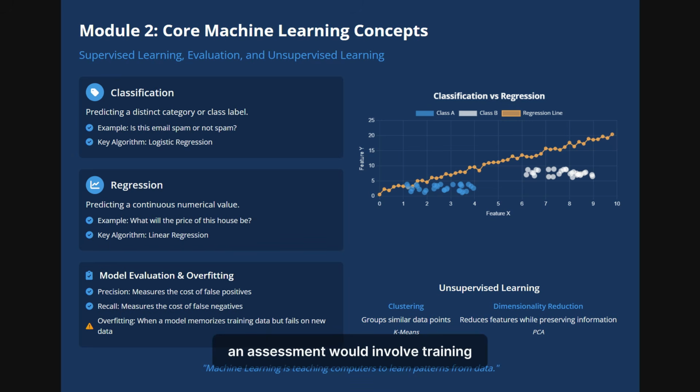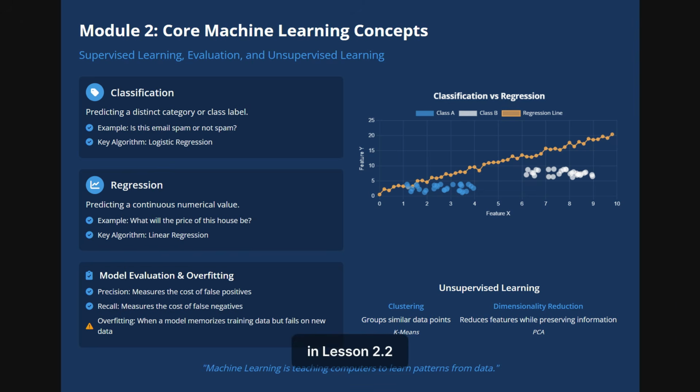An assessment would involve training a logistic regression model to classify data, perhaps predicting whether a customer will churn. The ideal answer would report the model's accuracy and, more importantly, interpret a coefficient, explaining that a positive coefficient for monthly bill means that as the bill increases, the model's predicted probability of churning also increases.